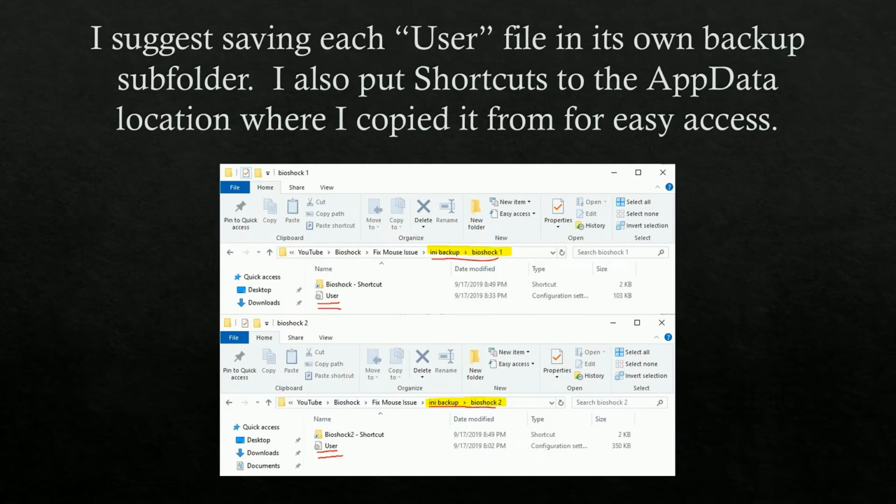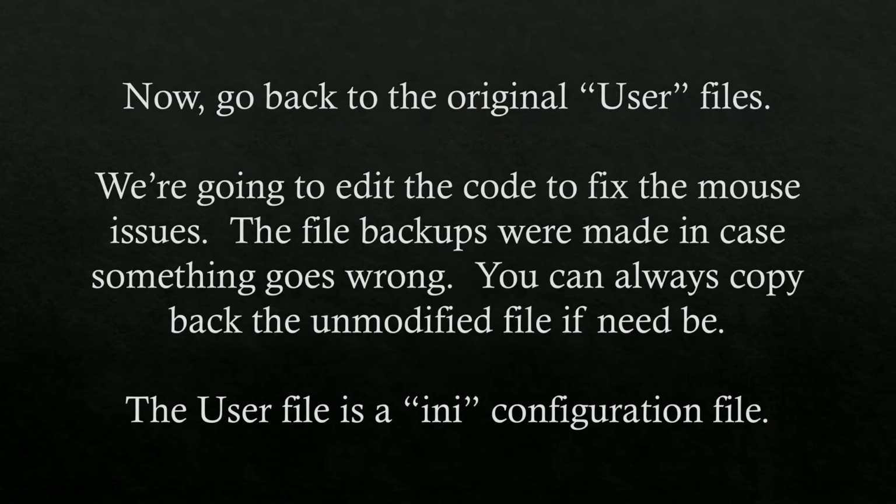And I suggest making, like I said, two folders in that backup, because obviously the BioShock 1 and 2 user files are both called user. They can't both be in the same place. So just make two separate folders, kind of like you see in the picture. Alright, so once that's done, close it out, forget about it, go back to your original user files. This is what we're going to be modifying the code in.